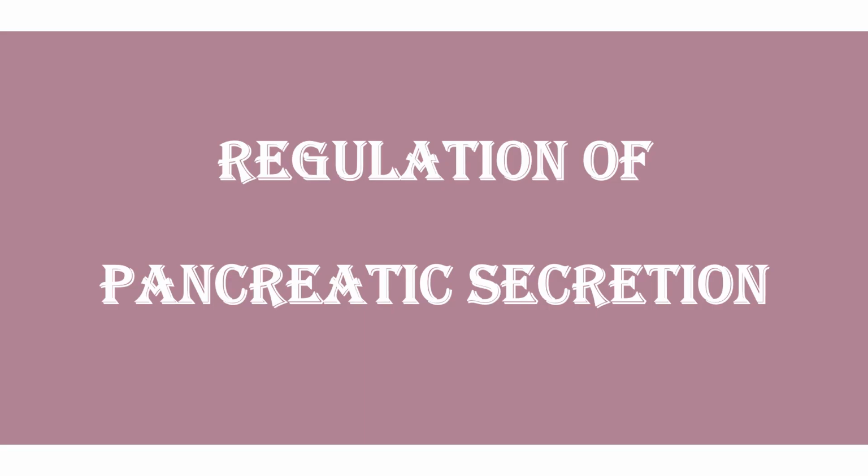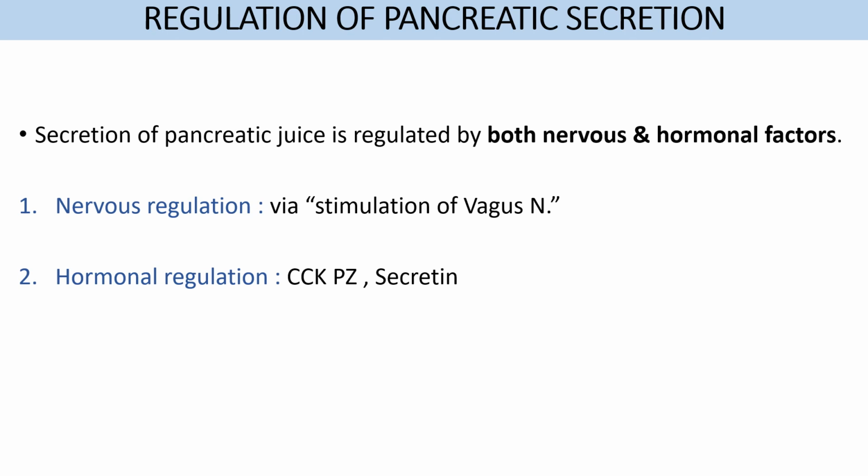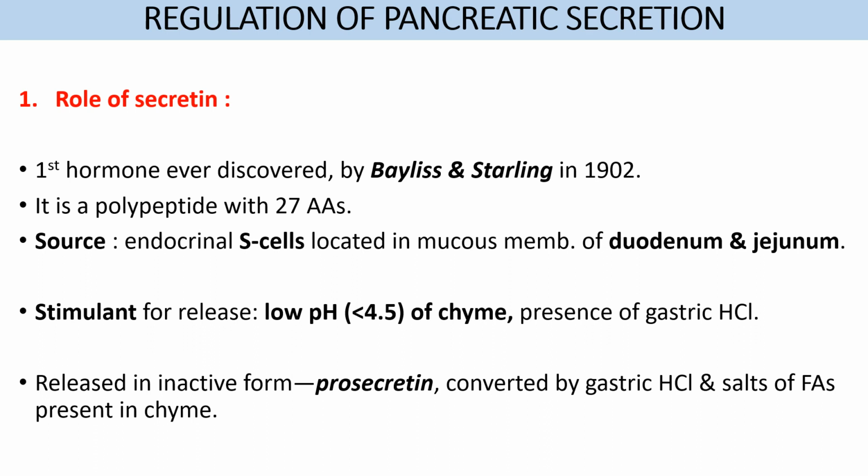Now, briefly understand the regulation of pancreatic secretions. Secretion of pancreatic juice is regulated by both nervous and hormonal factors. The nervous control is via the stimulation of the vagus nerve, whereas the hormonal control is exerted by two gastrointestinal hormones, namely cholecystokinin and secretin. The first gastrointestinal hormone that regulates pancreatic juice secretion is secretin.